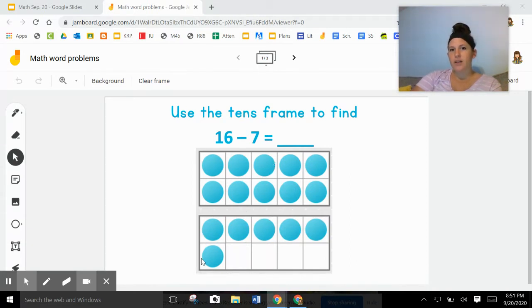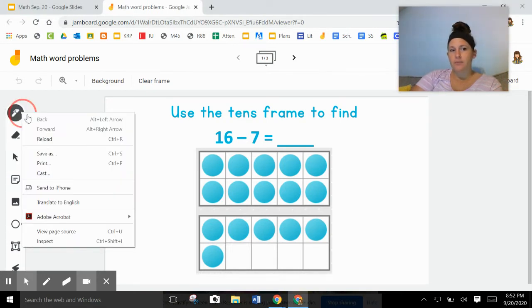So either way, hopefully you guys get faster and faster with that, because we will be practicing that all year long. So I do have 16 down here, so I did start with that in my equation. And now it wants me to take away 7. So now what I'm going to do is I'm going to grab my pen.